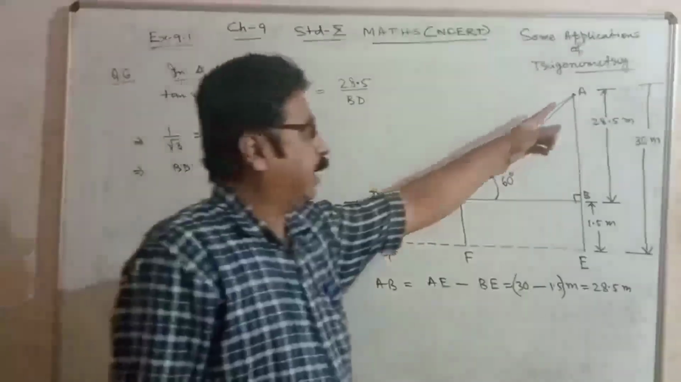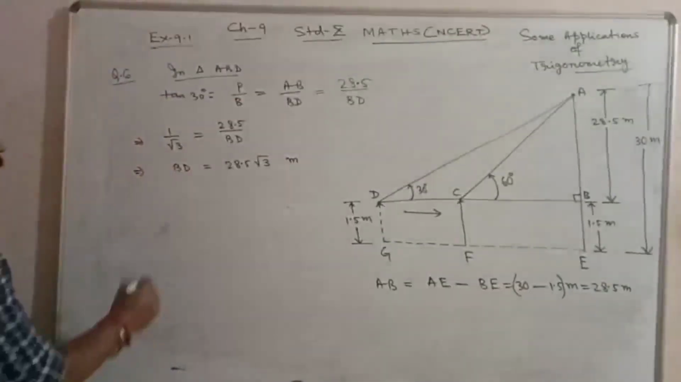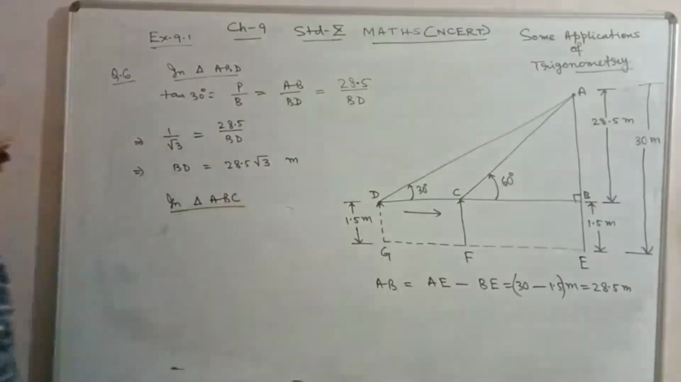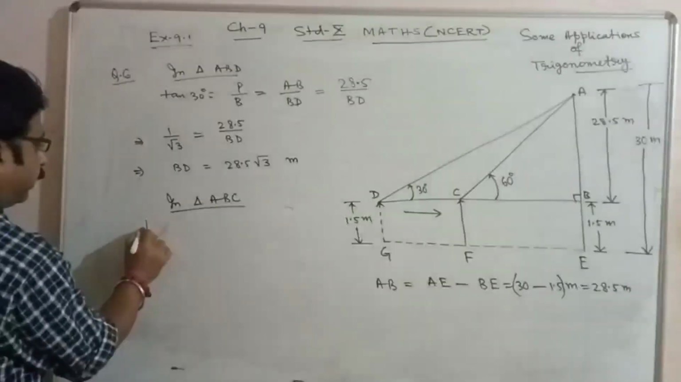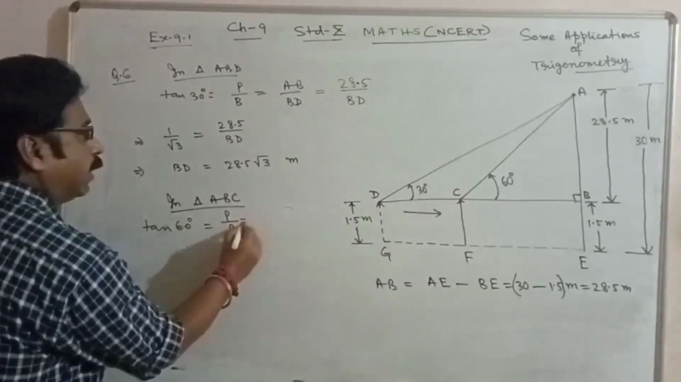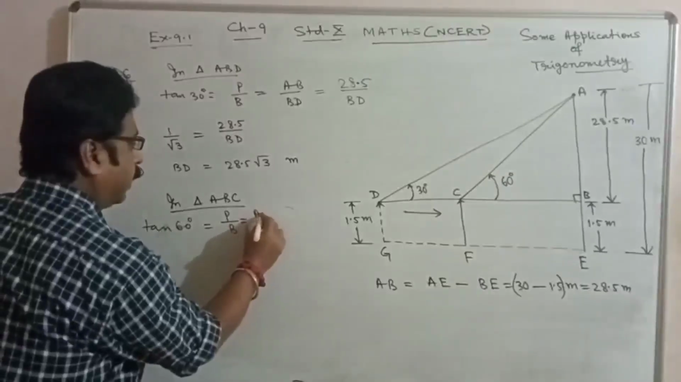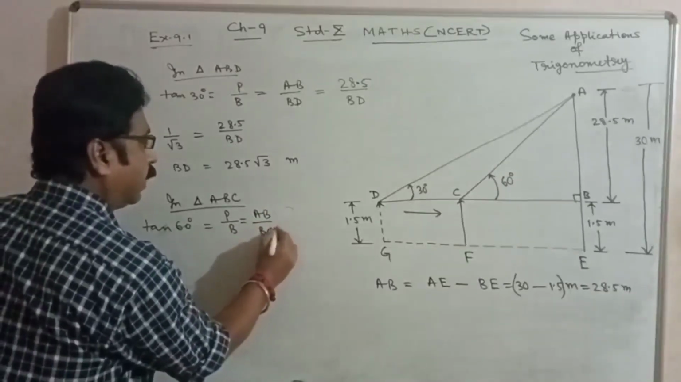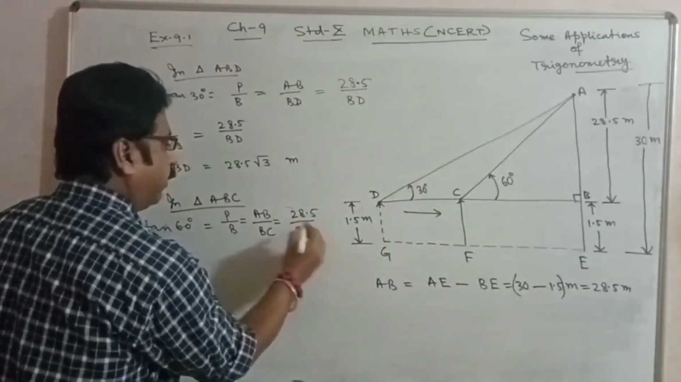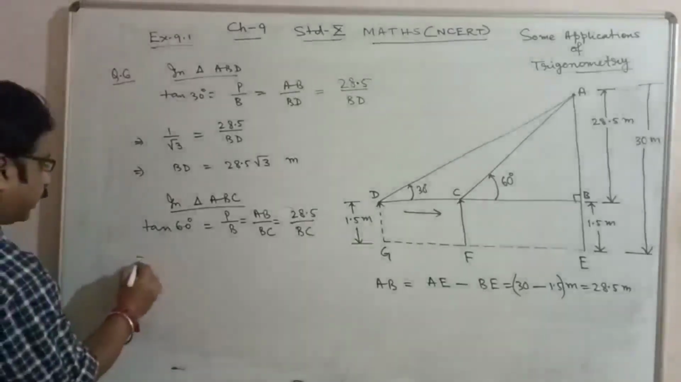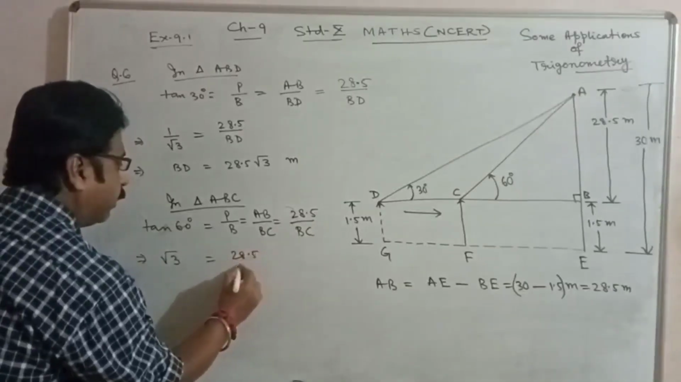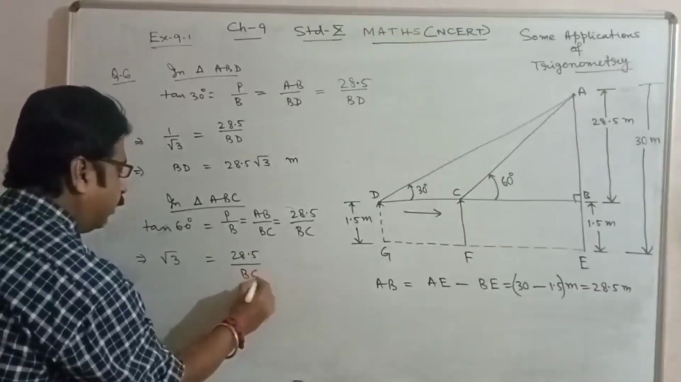Now, triangle ABC. Tan 60 degree, perpendicular upon base. Perpendicular is AB. Base is BC. Perpendicular is 28.5. BC is unknown. Tan 60 means root 3. It will be 28.5 upon BC, where BC is unknown.